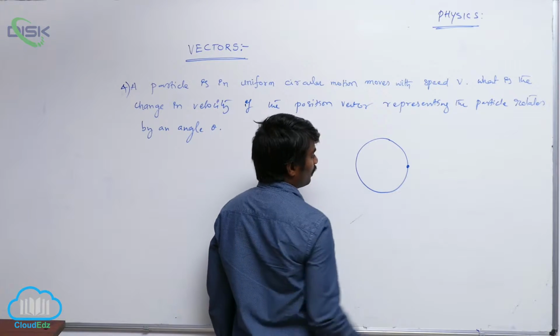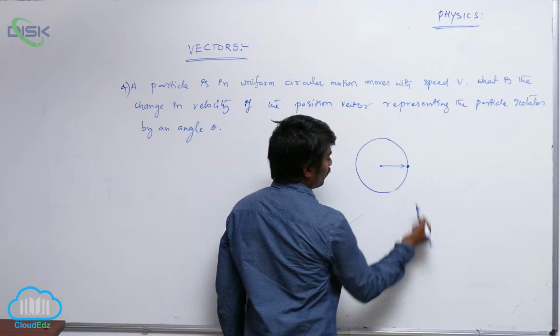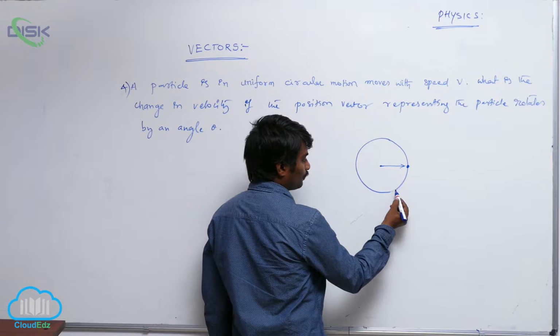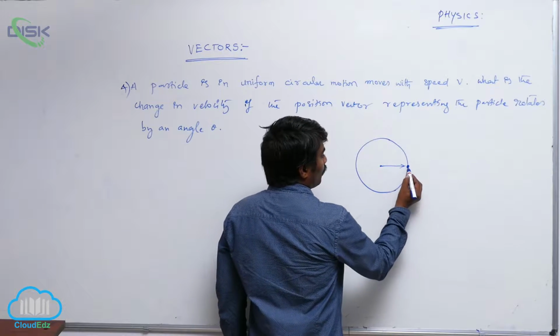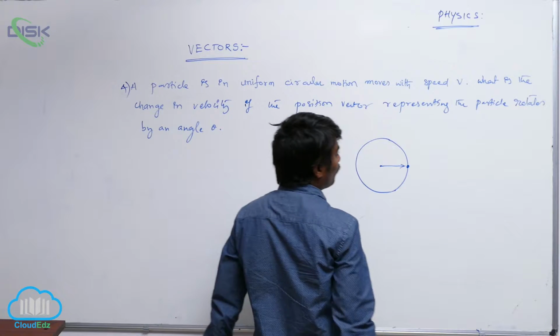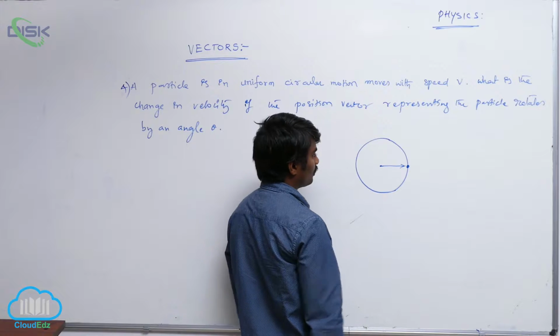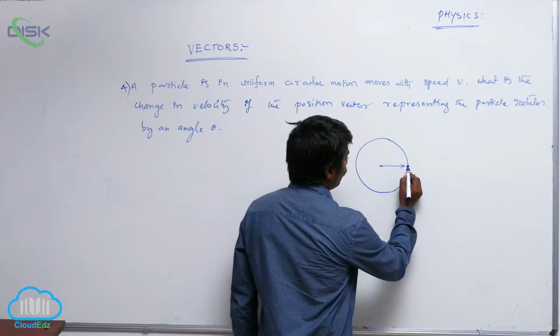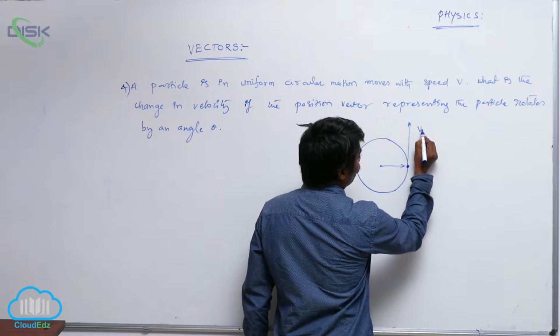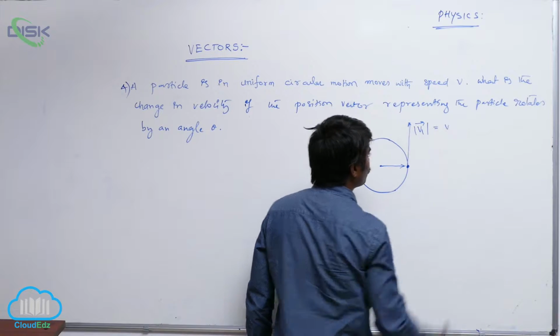Let me take the particle is here at the instant. Now this is the position vector representing the particle. Uniform circular motion, so speed is constant, magnitude of velocity is constant, but direction changes, so velocity also changes. This is v1 bar and its magnitude is equal to v.